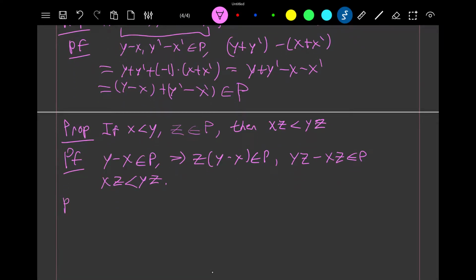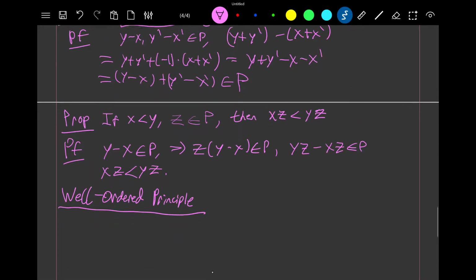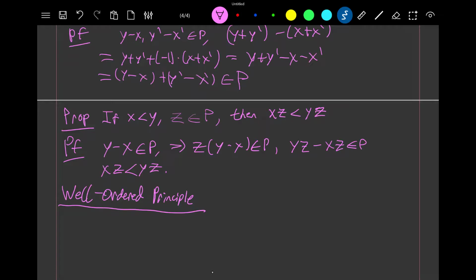Okay, so now I think I want to talk about the well-ordering principle. The well-ordering principle says any non-empty subset of P has a smallest element.